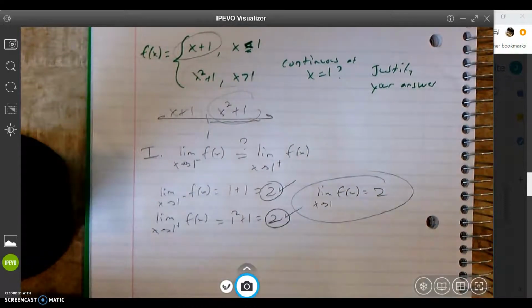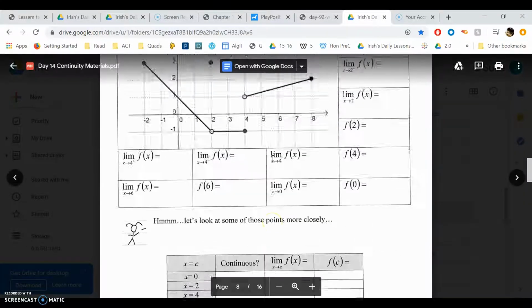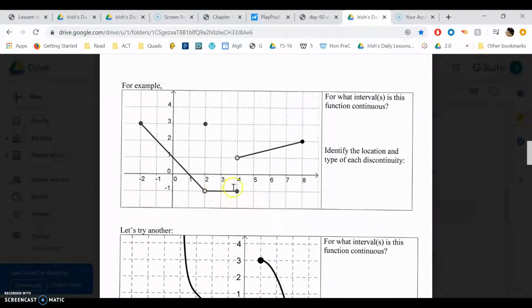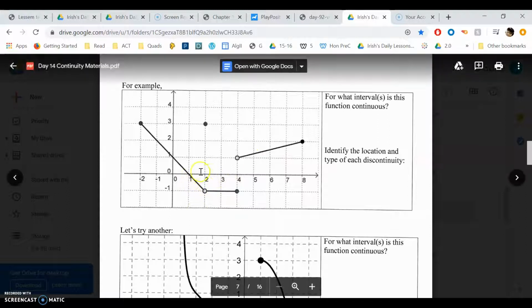So, does that mean it's continuous? Can we then draw it without picking up our pencil? Not necessarily yet. Why not? Well, let's go back to our picture. In this case, we have a jump. So we know that there's not a jump because we're approaching the same y value from the left and the right. But look at this at x equals 2.